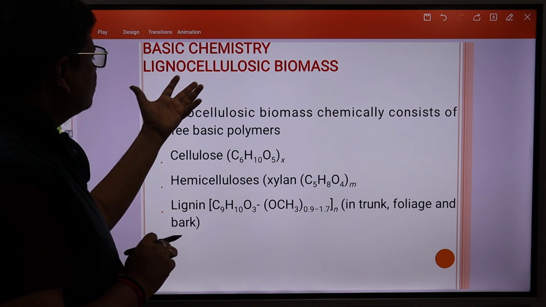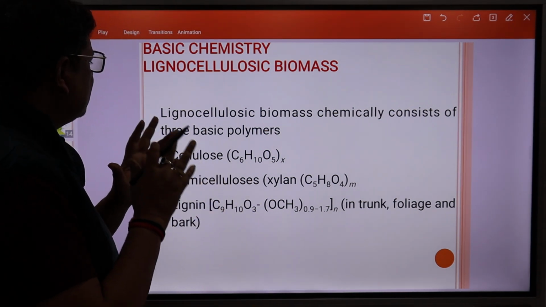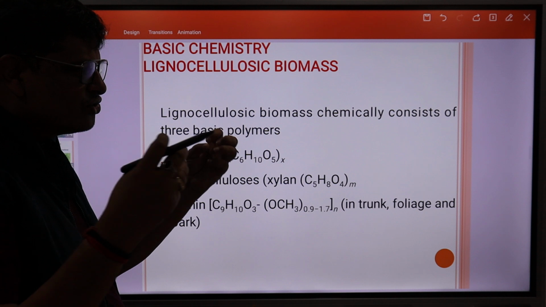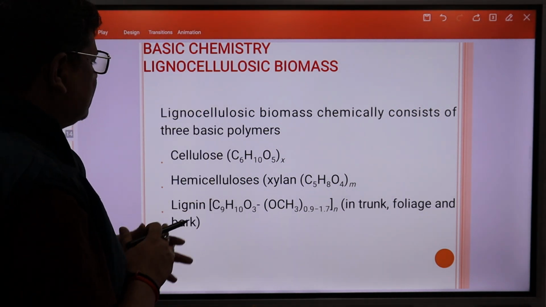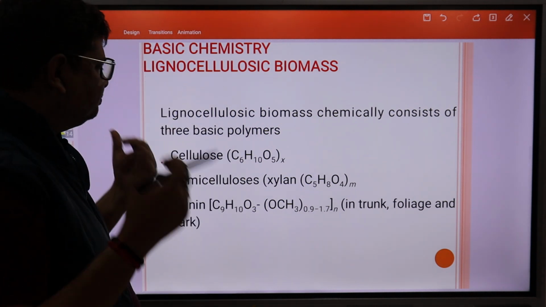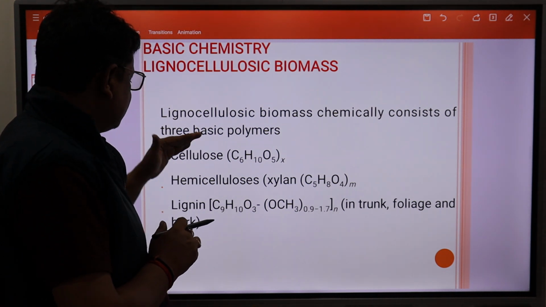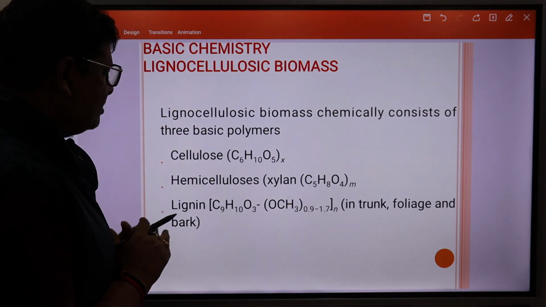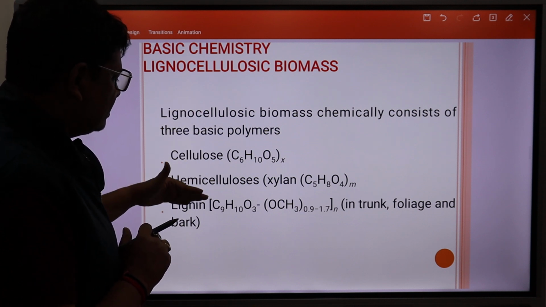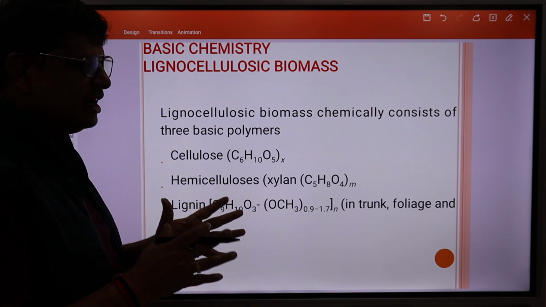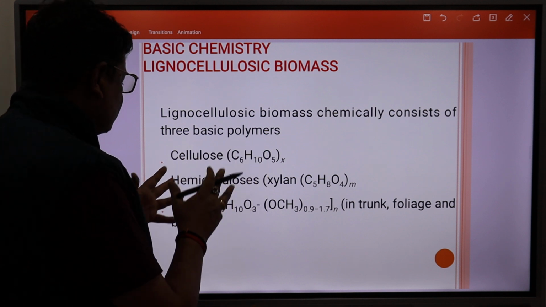Basic chemistry, lignocellulosic biomass. I have already mentioned what lignocellulosic is: lignin plus cellulose. When these two are sitting together, they form the rigidity at the plant cell wall level, and that is why it has that kind of erectness. So lignocellulosic biomass chemically consists of three basic polymers: cellulose, hemicellulose, and lignin. These are the three important candidate biopolymers. They play the biggest role at the cell wall level, and that is why we are very much interested to tap all these things.